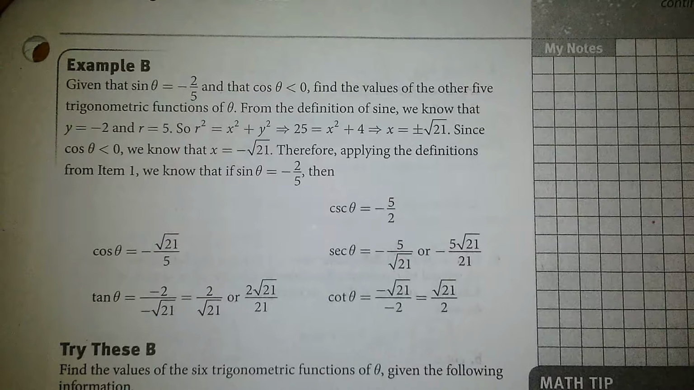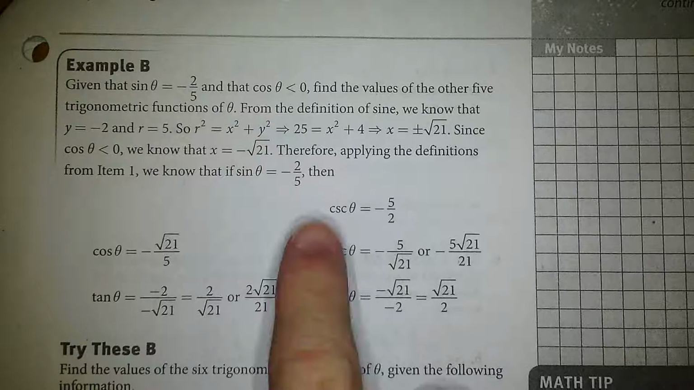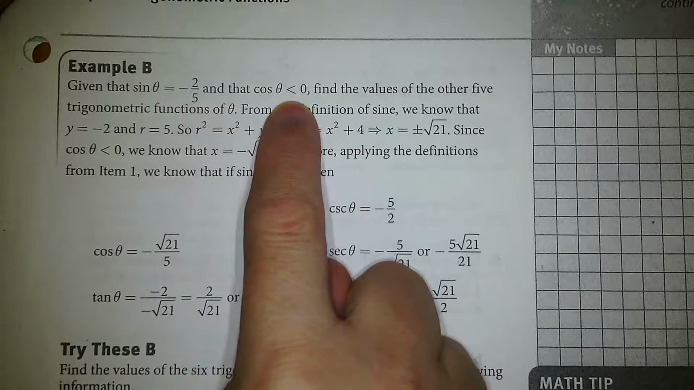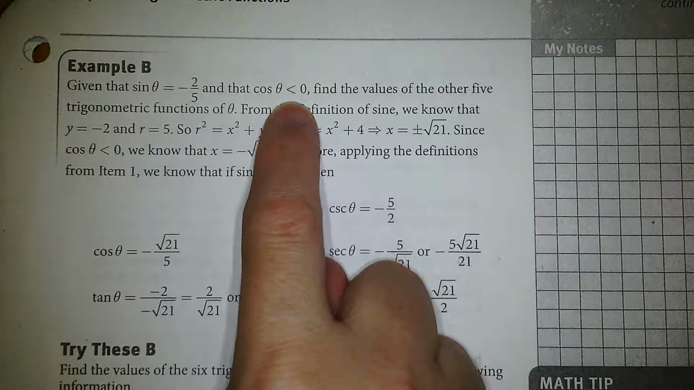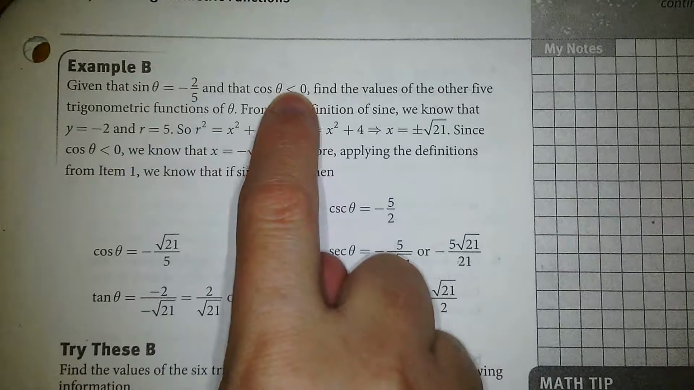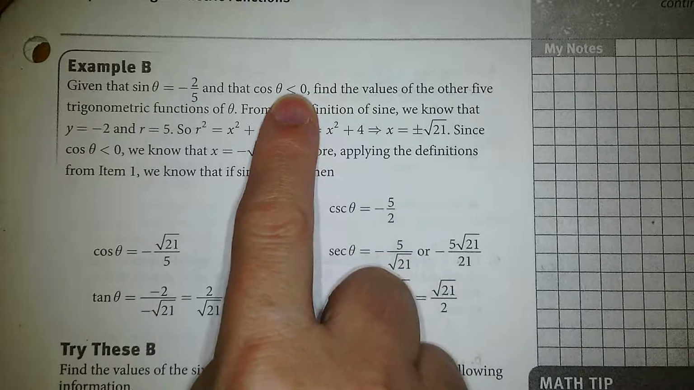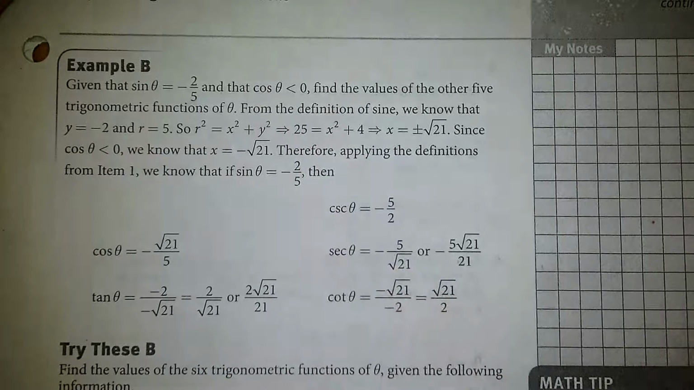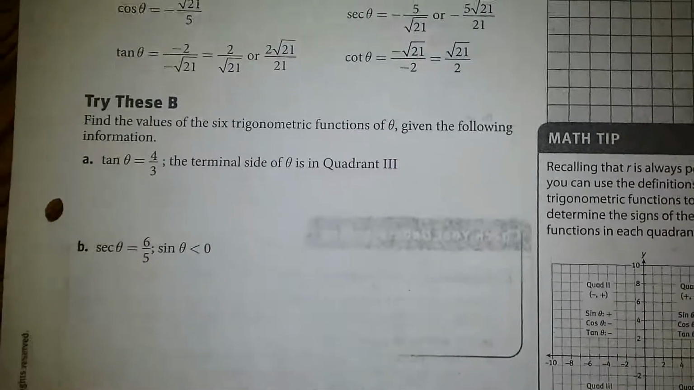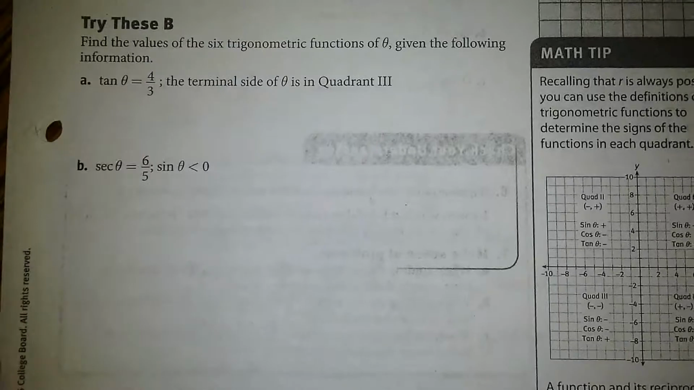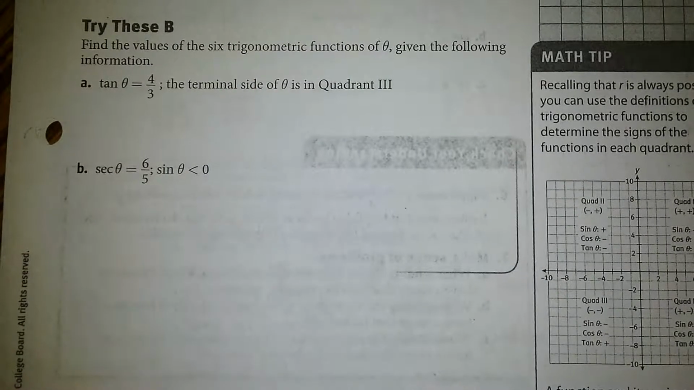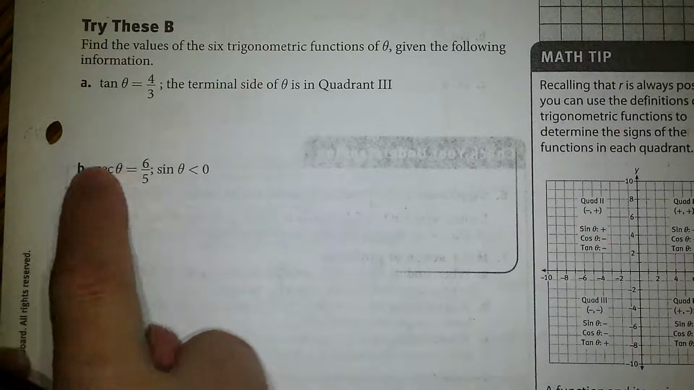This is example B on page 221, and basically what they do is they give you one function, and then they tell you whether the other function is positive or negative. When it says less than 0, like this one, that means it's negative. And then they ask you to find the other 5 trig functions. So I'm going to go through how to do this with you, but I'm only going to try part B. The first thing we want to do is get a handle on what this really means.